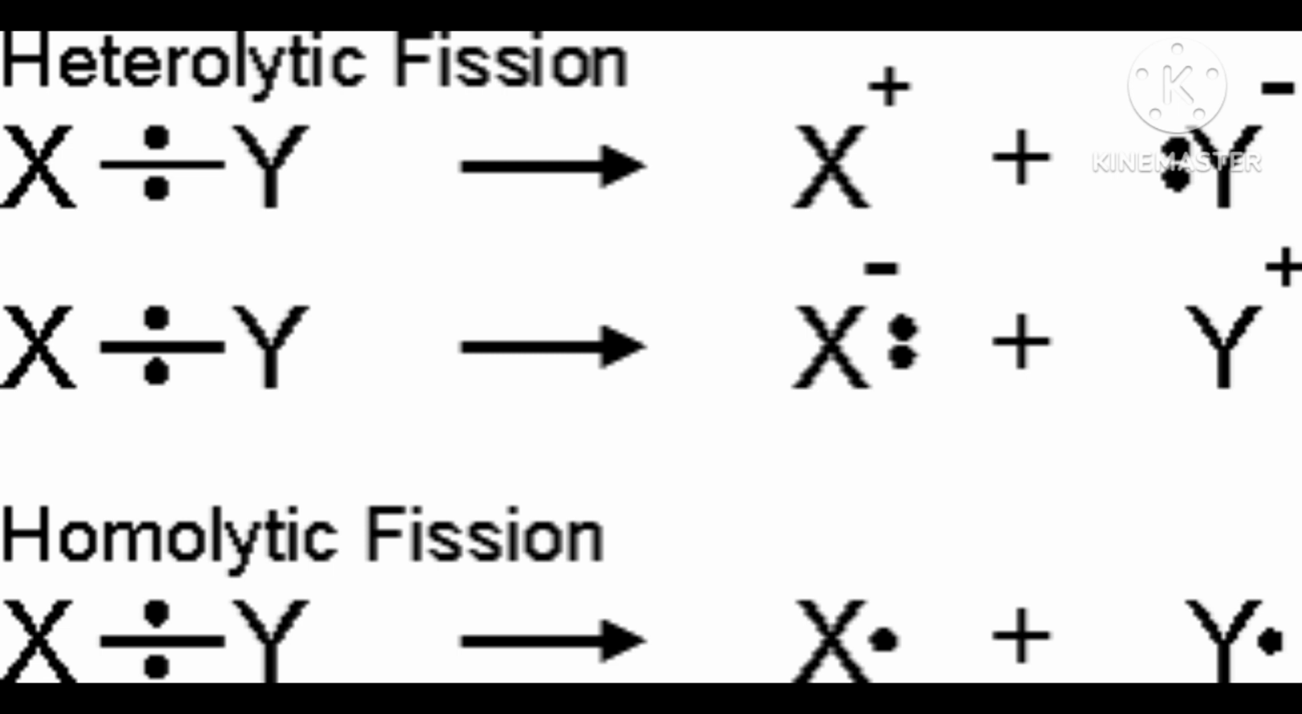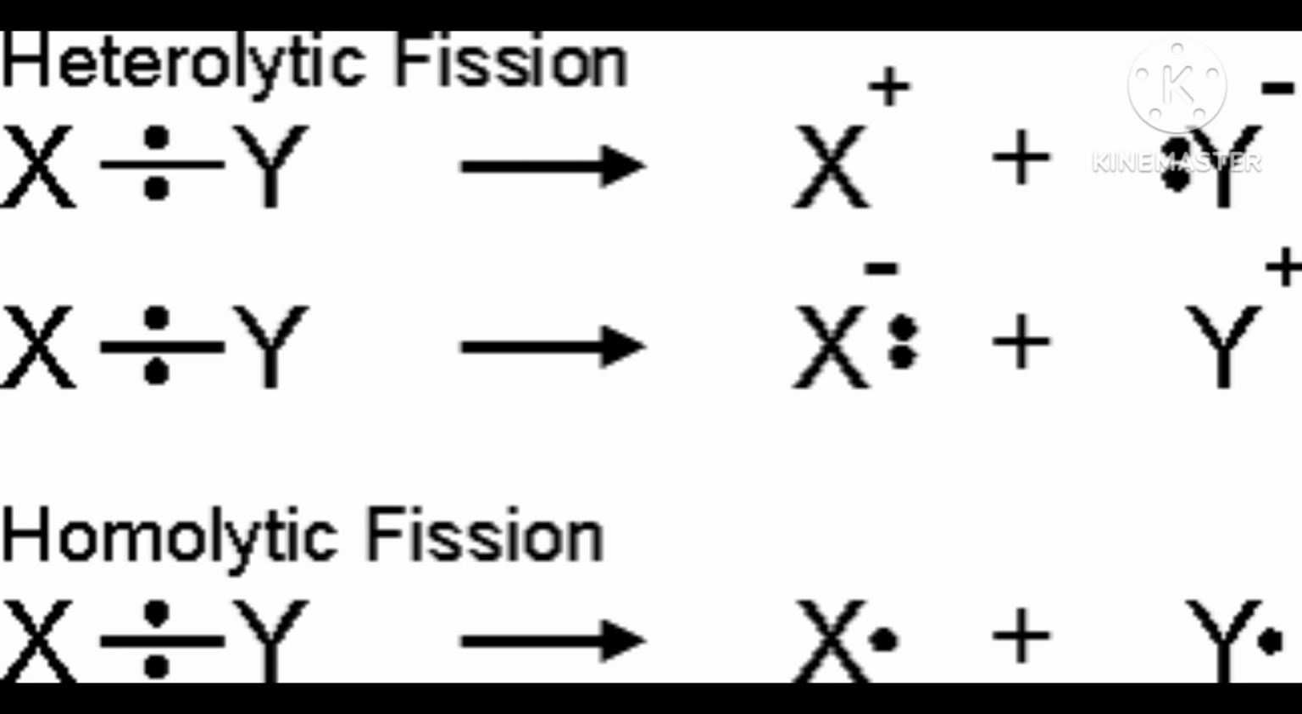Then RX will break into R and X, R plus X. R will have one electron and X will have one electron, and both are called free radicals. One electron is taken by X, the other electron by R, and R will be alkyl. It will be called an alkyl free radical. Alkyl radicals are classified as primary, secondary, and tertiary.